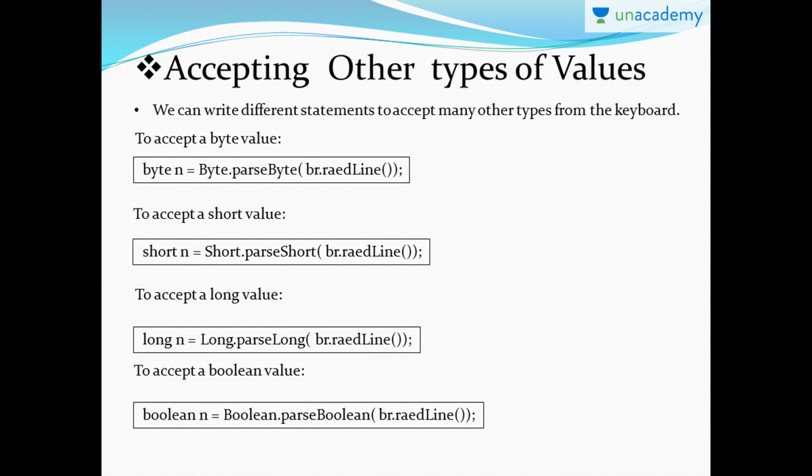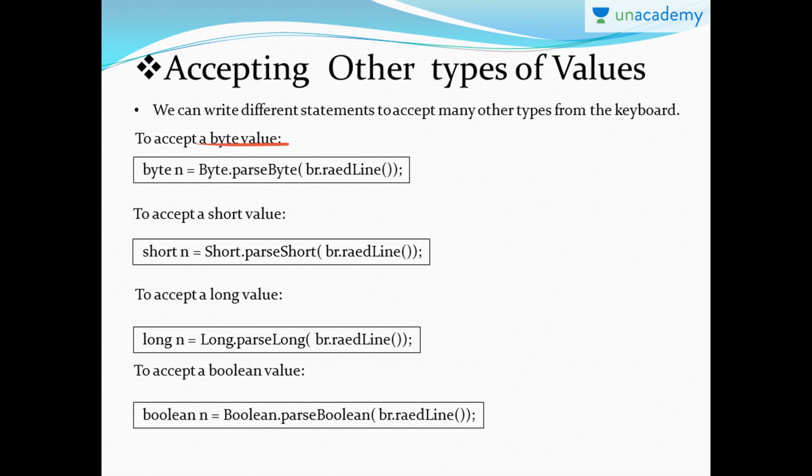Hello all. This is the continuation lesson of input output from part 1. There we have learned how we take input from the keyboard for a single character, for a string, and for integer, float and double values. We'll continue with that. When we have to accept other types of values, we have to write different statements to accept many different types of values from the keyboard.